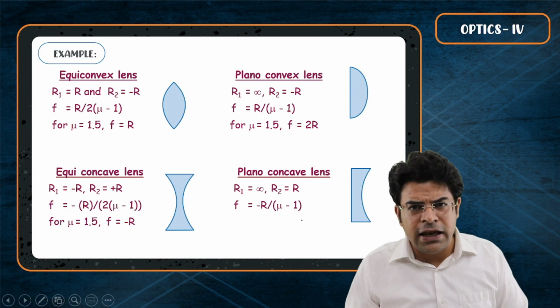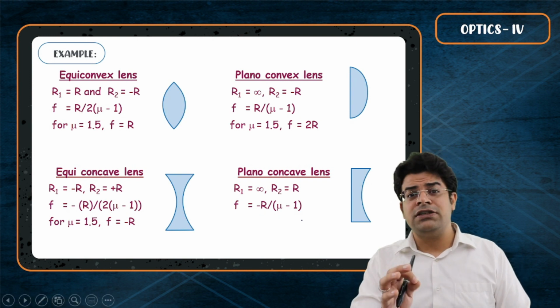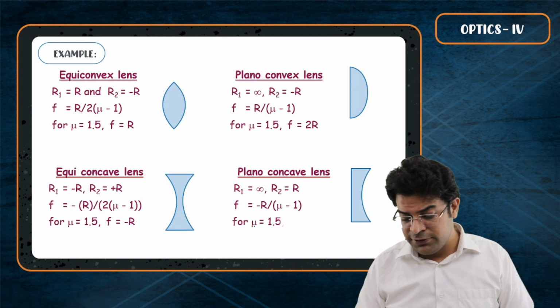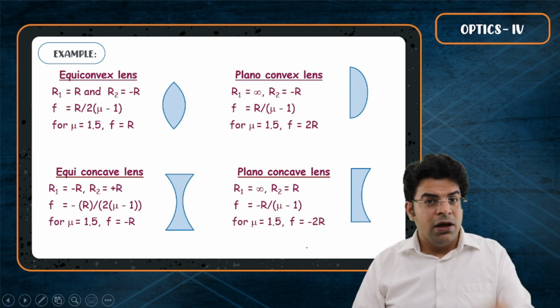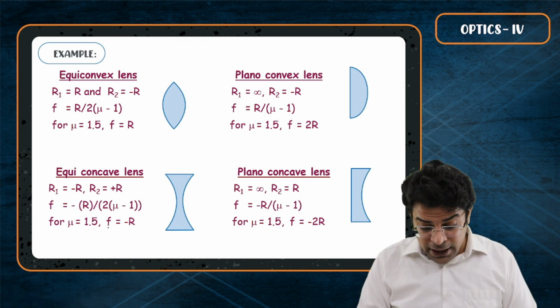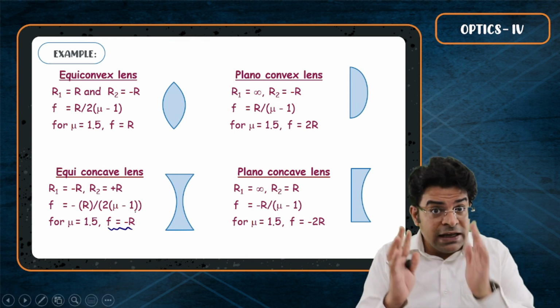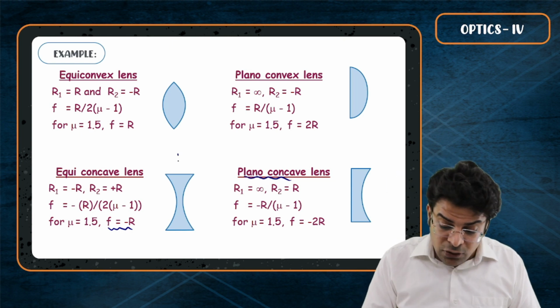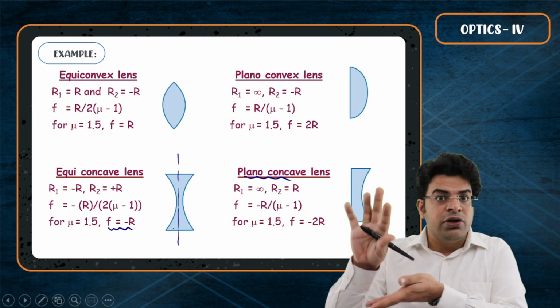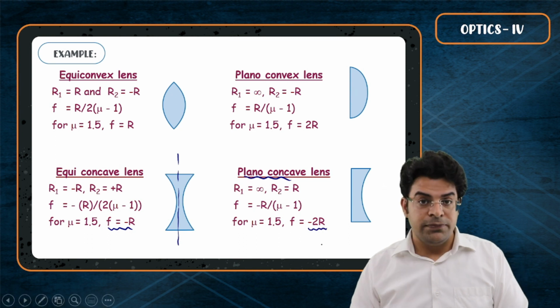In our everyday life, we use glass lenses, and for glass lenses, refractive index is 3 by 2. So substituting mu as 1.5, we get F equals to minus 2R. Again, for biconcave, we got minus R, a lesser focal length. For plano concave, when you had only half of it diverging, you get a greater focal length.